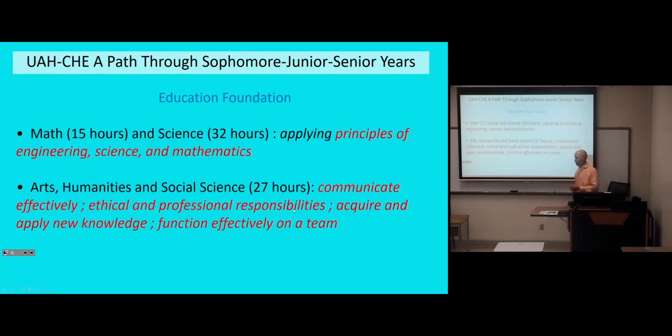Your foundation for all of this is that you have 15 hours of math and 32 hours of science. This covers applying the principles of engineering, science, and mathematics. Then you have your arts, humanities, and social science. At a school like UAH, you take 27 hours of these courses. This comes into communicating effectively, learning about ethical and professional responsibilities, and acquiring and applying new knowledge, and then functioning effectively on a team.